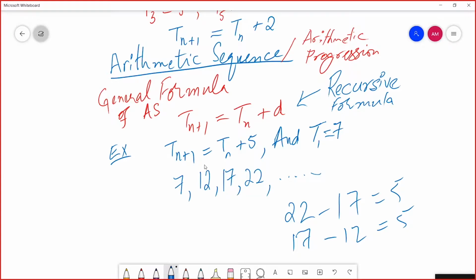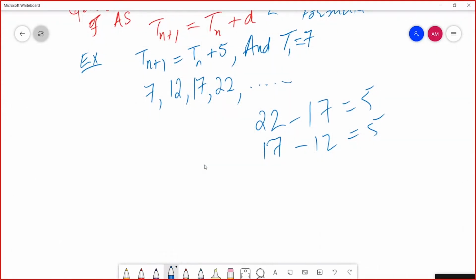It's not necessary that the sequence is always an arithmetic sequence. It can be another form of the sequence, right?